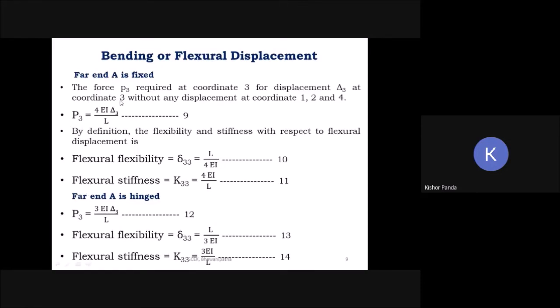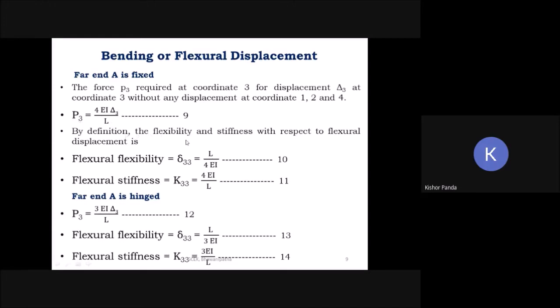You see, this is the relation between the force and the displacement. You know that is the rotational displacement already. You know that M = 4EI theta by L. You know the bending moment due to the rotational displacement. This is the relation. So here the moment is taken as force P3, and the displacement theta is taken as delta 3. So P3 is equal to 4EI delta 3 by L.